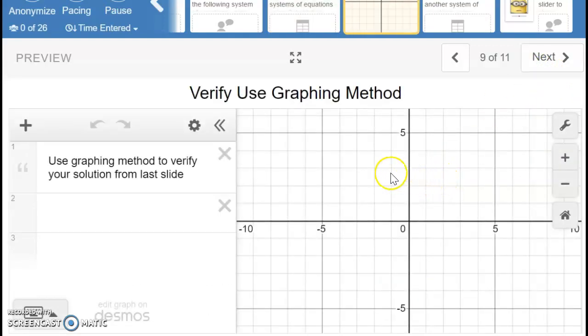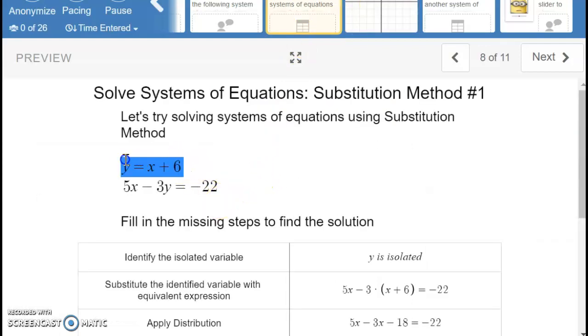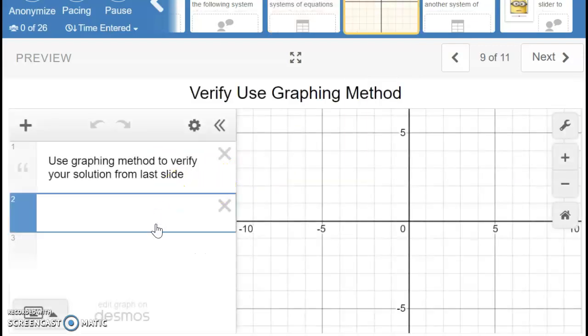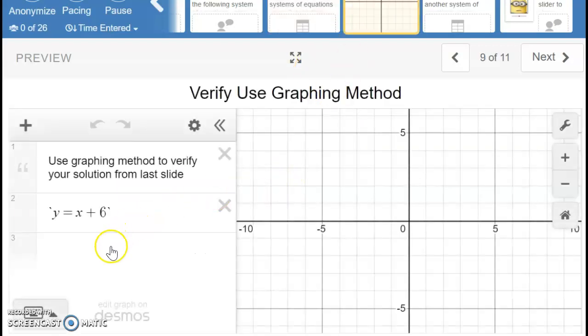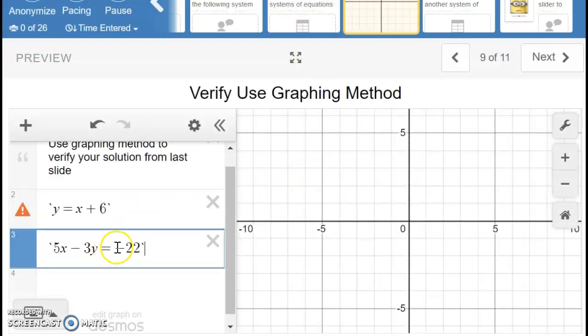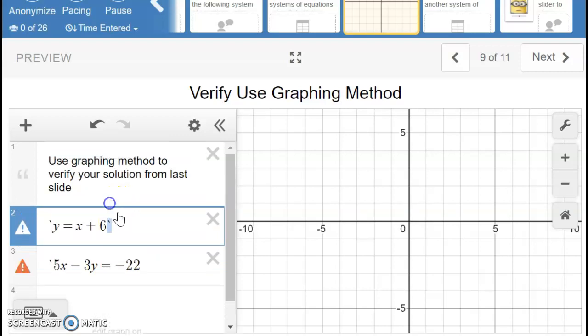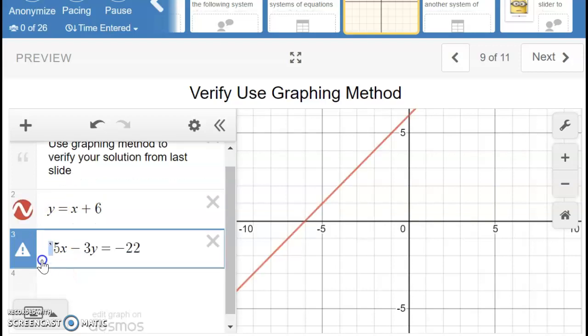Okay, now verify using the graphing method. So you just type in the two equations. So y is equal to x plus 6 and 5x minus 3y is equal to negative 22. Okay, somehow copying just copies these things that we don't want. And that's my error message.